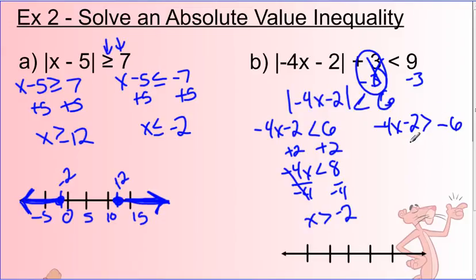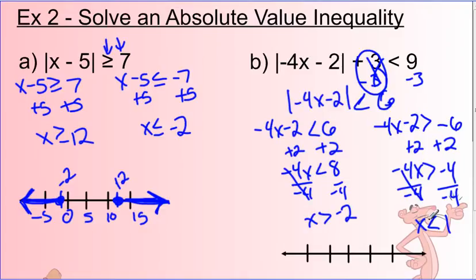On the other side, we will add 2 to both sides. You get -4x is greater than -4. Divide by -4 on both sides. And when you divide by -4, you get x is now less than 1. Because when you divide by a negative, you change the direction of the inequality.